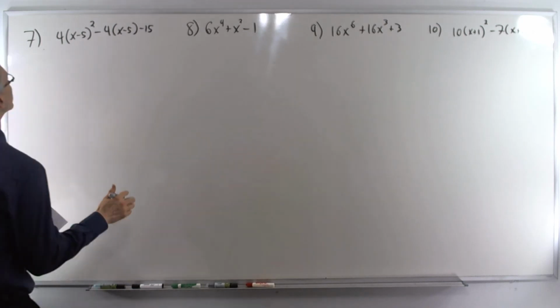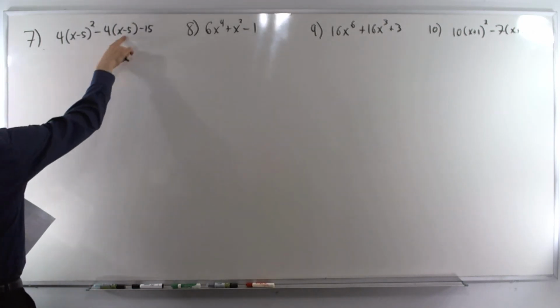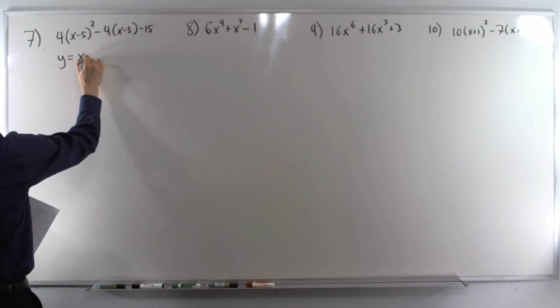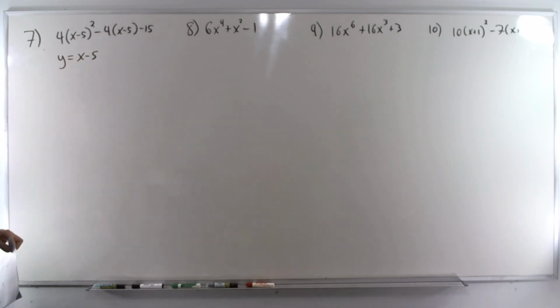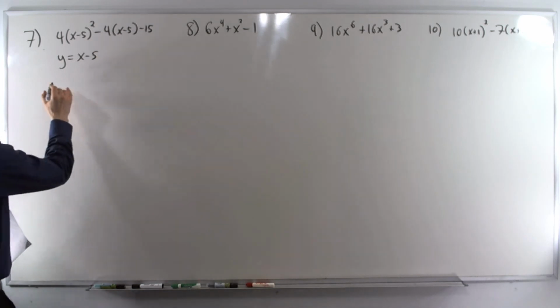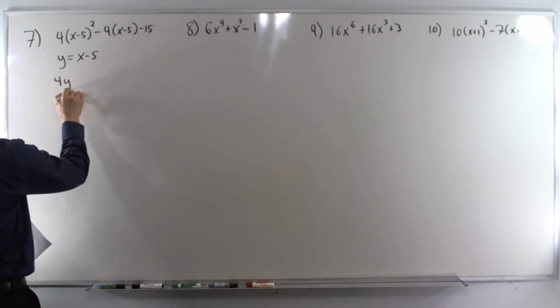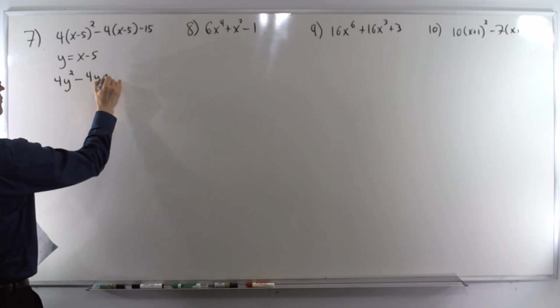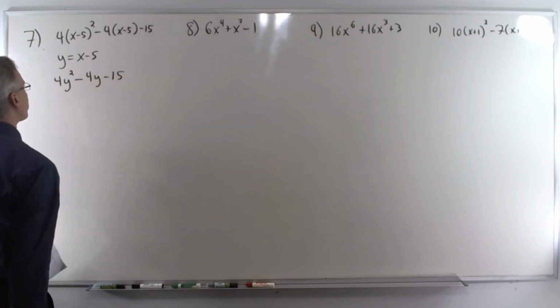Number 7. All right, we've got a quadratic form. I'm going to substitute in for x minus 5. So y equals x minus 5. I'm going to declare that variable there. And that turns this into 4y squared minus 4y minus 15.